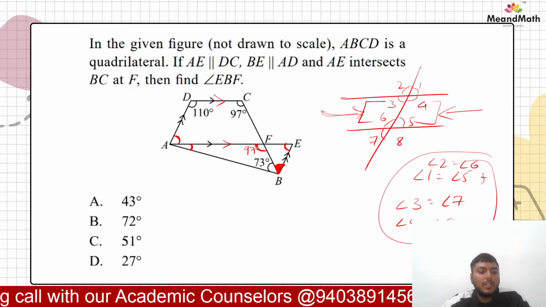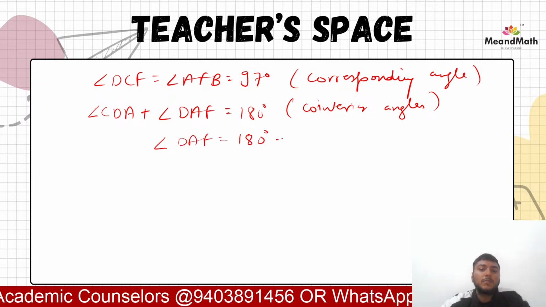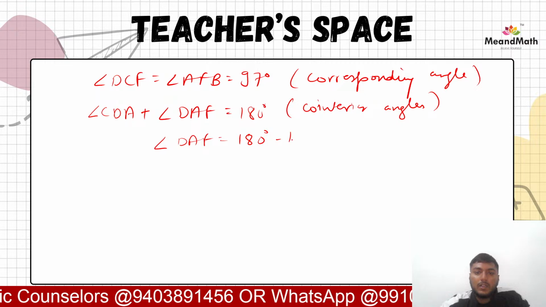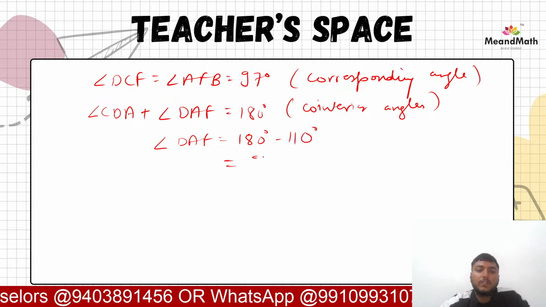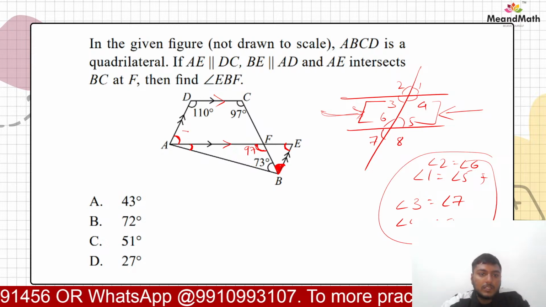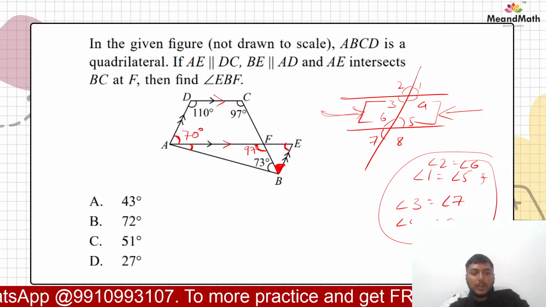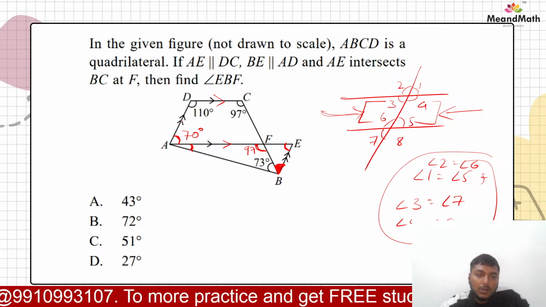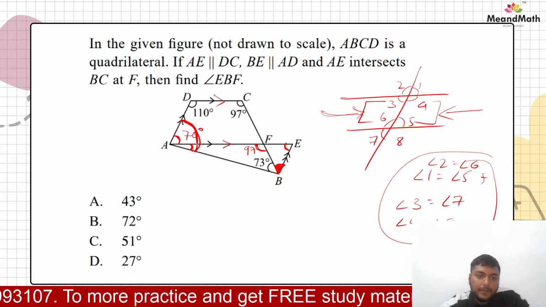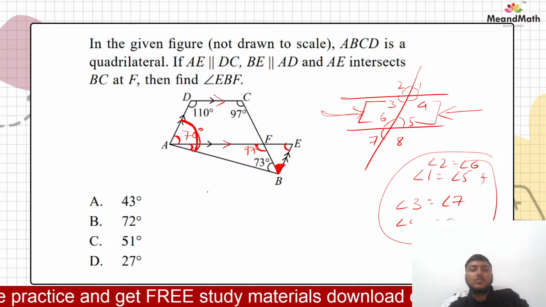That is why angle DAF would be 180 degrees minus 110 degrees. So that would be simply 70 degrees, right? Now, in order to find this value of angle, we need to find the whole angle, yes or no? हमें इस पूरे एंगल को पता होना चाहिए, so that we can subtract 70 and find this value.